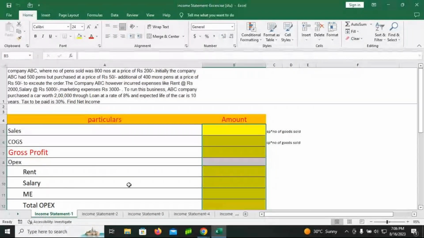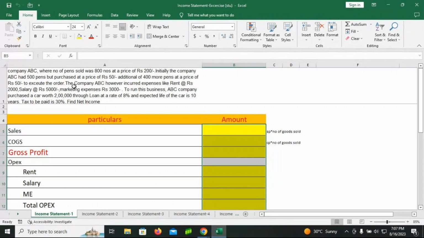Okay, now let's understand the question first. Company ABC, where the number of pens sold was 800 at a price of 200 rupees. Initially, the company ABC had 500 pens but purchased an additional 400 more pens at the price of rupees 50. So twice they have made the purchase. Previously they already had 500 pens. On top of it, they purchased another 400 pens at the cost of 50 rupees. And they have sold 800 pens altogether at the rate of 200 rupees per pen.